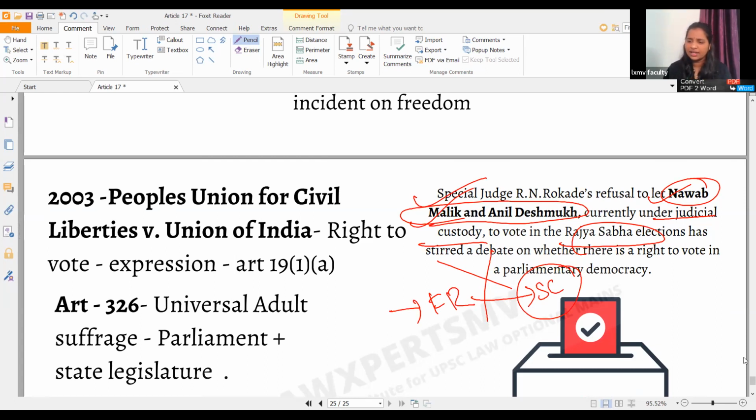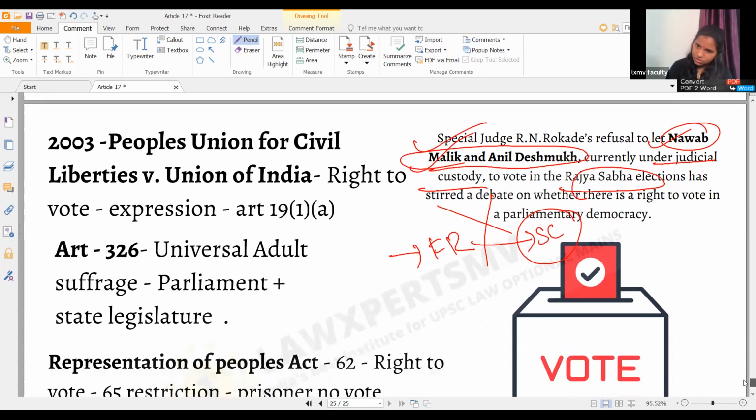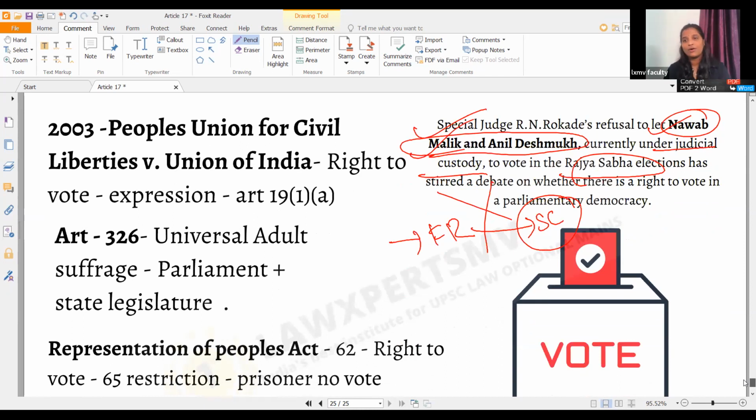So what is the right to vote? Whether it is a constitutional right, statutory right, or a fundamental right. We have different opinions. In 2003, in the case of People's Union for Civil Liberties v. Union of India, it was stated that it is a fundamental right. Right to vote is a form of expression under Article 19. Okay, so it is a fundamental right.